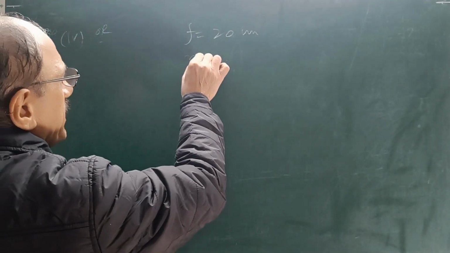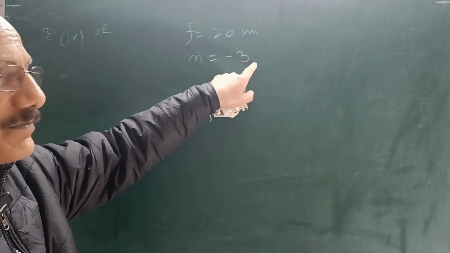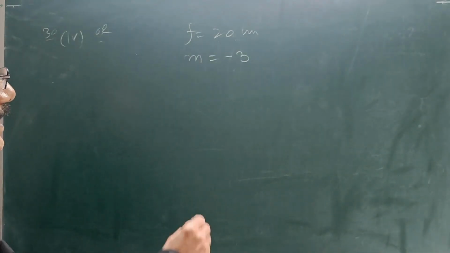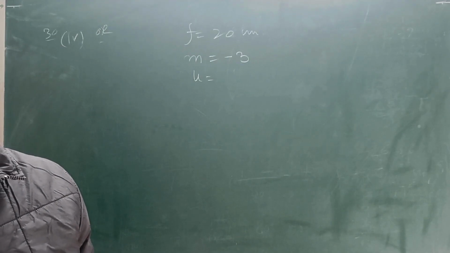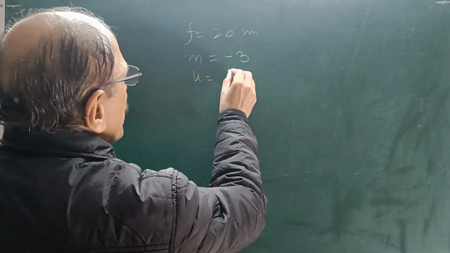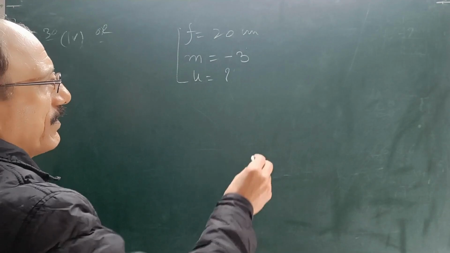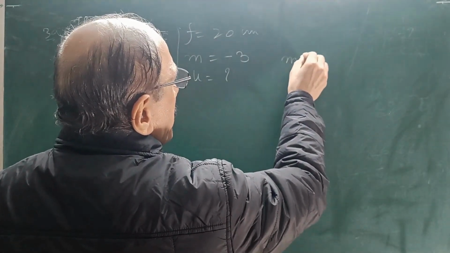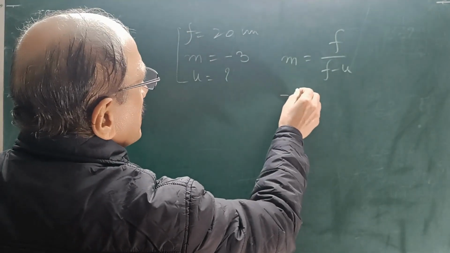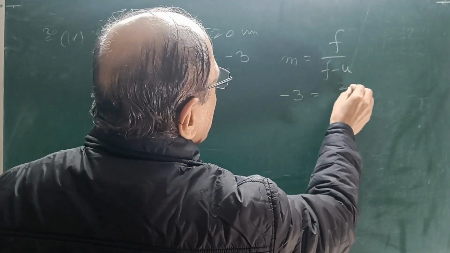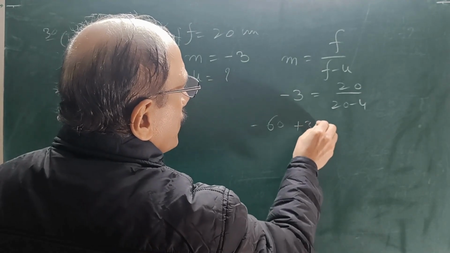So when the real image is there, it is negative magnification. That magnification is negative, that is it is minus 3. It's not 3 only. And we have to find the distance of the object from the lens, where the object is placed. So that you have to calculate. So these are the three terms in which they are related: m equals f upon f minus u. So here m is minus 3, f is 20, upon 20 minus u, so it is minus 60 plus 3u equals 20.